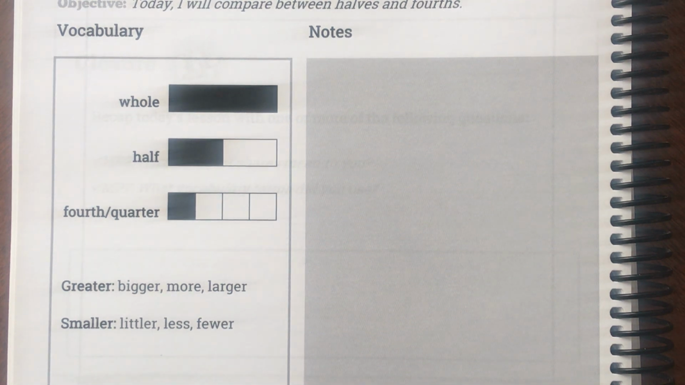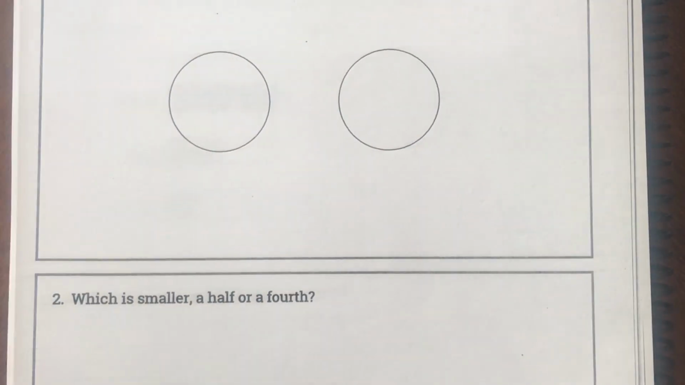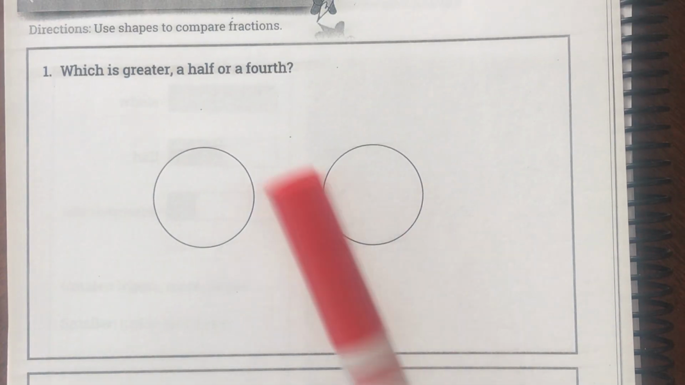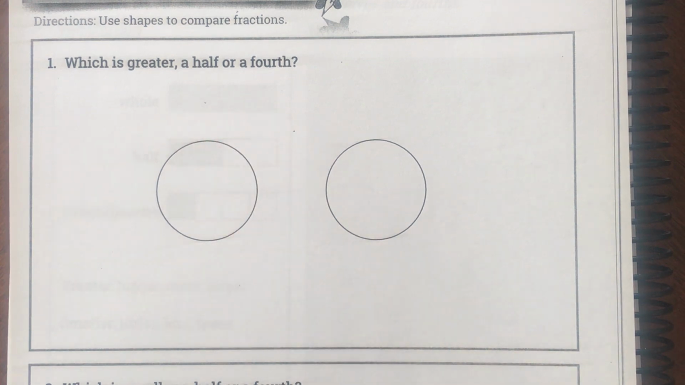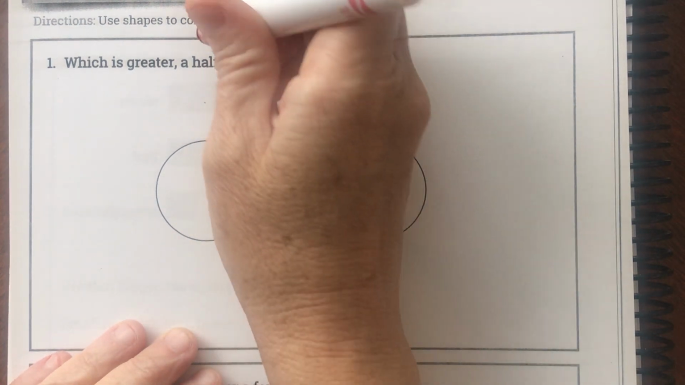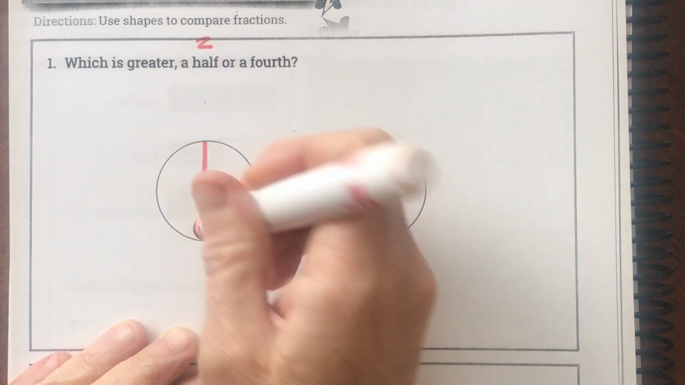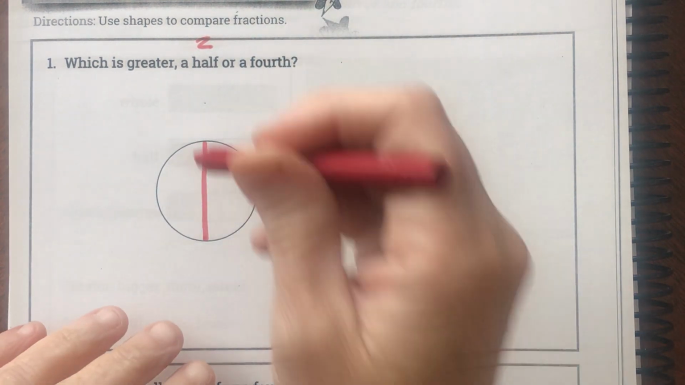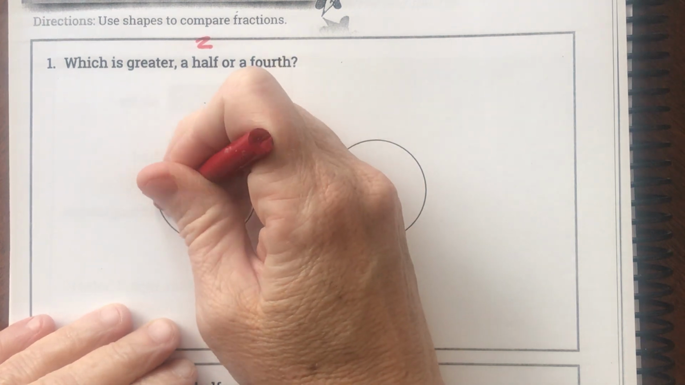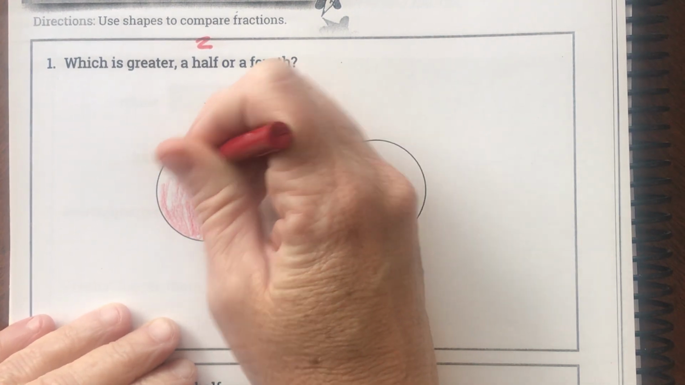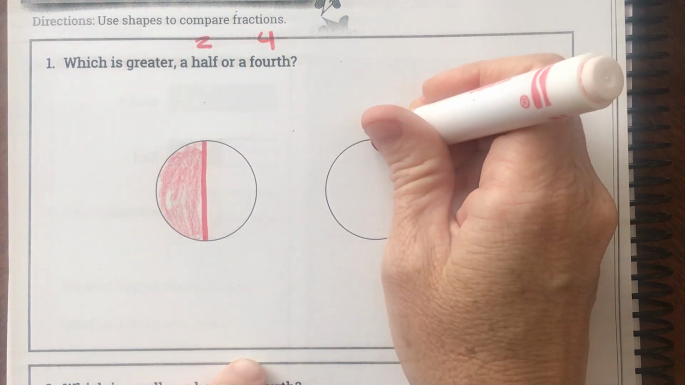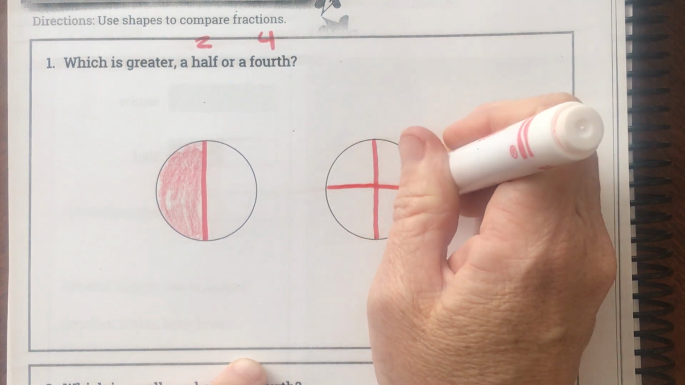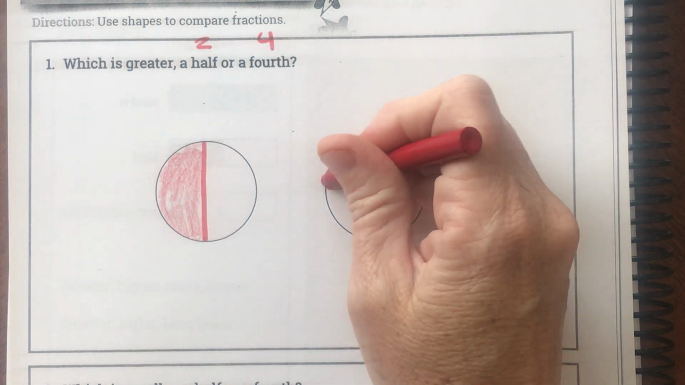So what does this look like? Okay, so here is my first one. And I'm using my red pen now, boys and girls, so you can set down your pencil. It says, which is greater, a half or a fourth? Okay, so first, half means they want me to partition it into two pieces. And a half means I only have one of them. So I'm going to shade this. Okay, the other one says a fourth. Fourth means it's partitioned into four pieces, and I only have one of them.